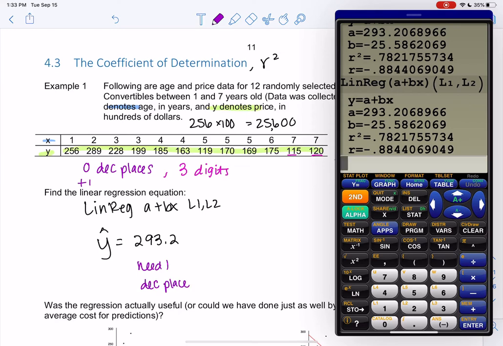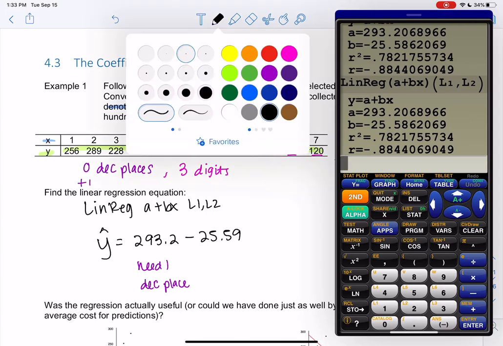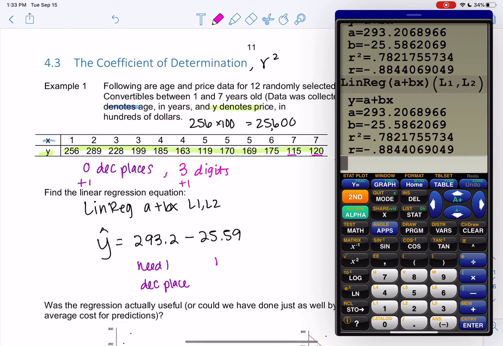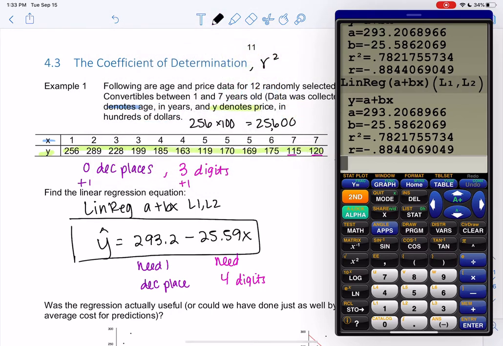And then the slope is digits. So we need 4 digits, one more than 3. Since it's a negative slope, we can subtract 25.59. And then we will go ahead and not forget the x. And that is our regression equation.